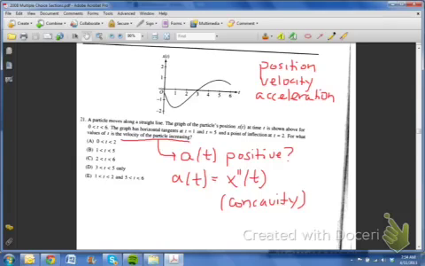So I'm looking for where the concavity is positive. And so that would be from 0 to 2, where the graph is concave up like a cup. They told me that the point of inflection was at 2, so that's how I know where the concavity changes. So from 0 to 2.